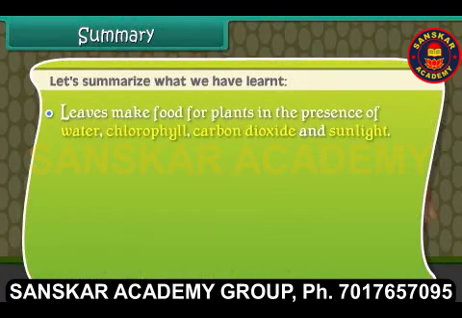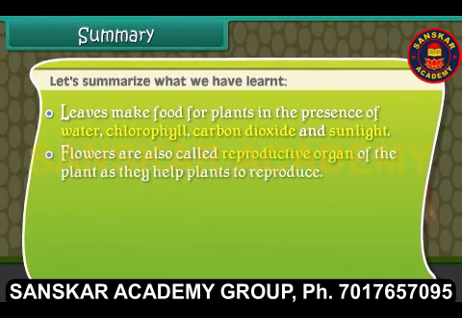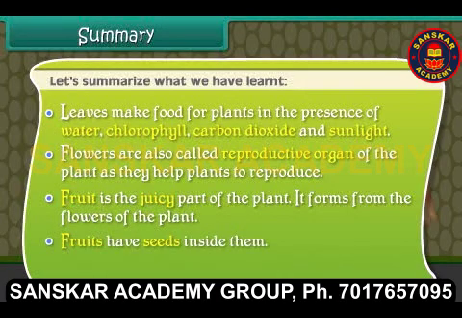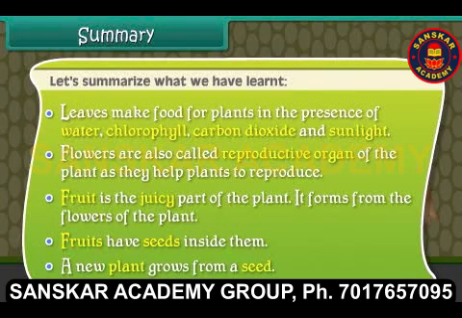Leaves make food for plants in the presence of water, chlorophyll, carbon dioxide, and sunlight. Flowers are also called the reproductive organ of the plant, as they help plants to reproduce. Fruit is the juicy part of the plant. It forms from the flowers of the plant. Fruits have seeds inside them. A new plant grows from a seed.